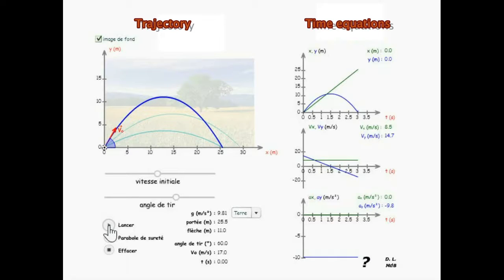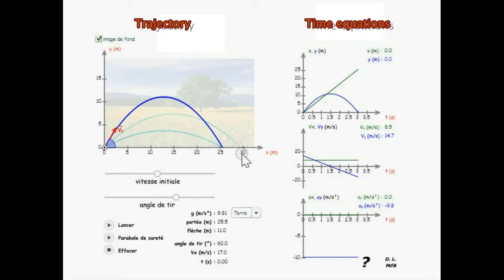This is not a coincidence. We are going to show it analytically later on. And we can already say that the angle for which the range is the maximum is 45 degrees. So of two angles for which we have the same range, 45 degrees is the biggest.